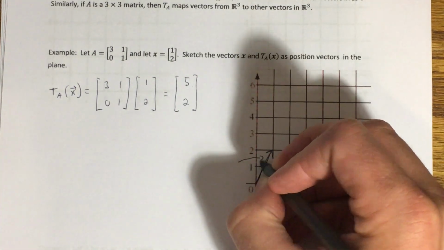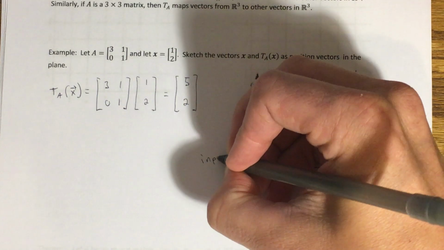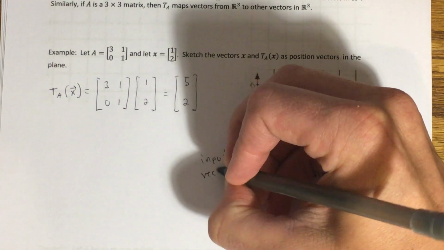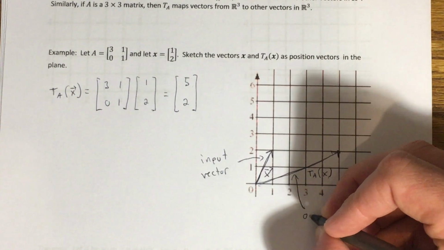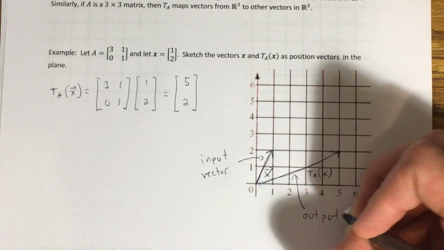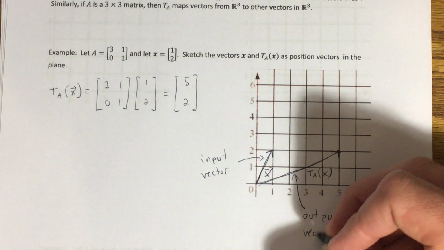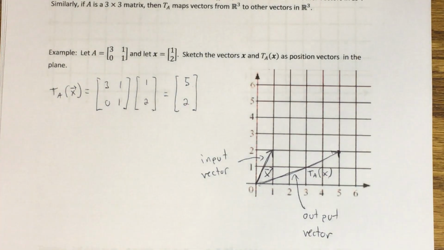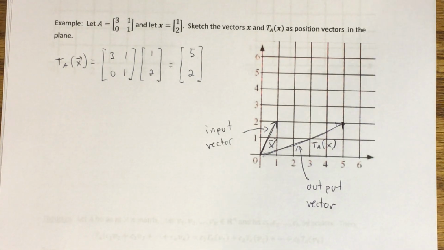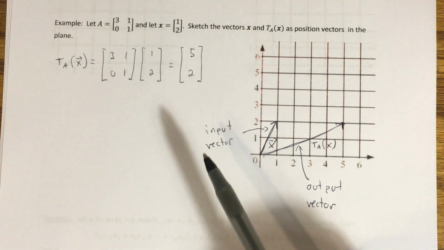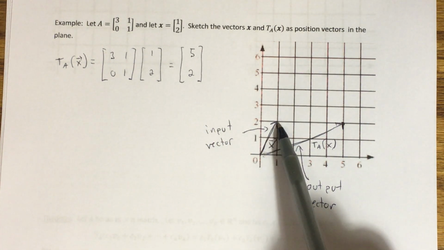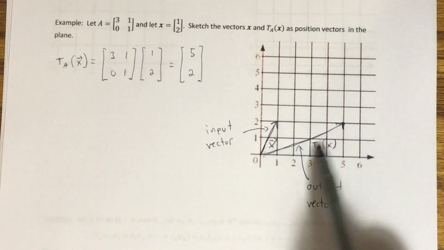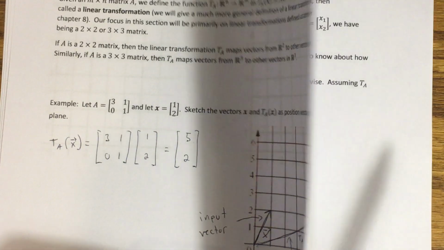Oftentimes we're going to think of this as an input vector, and this as our output vector. Okay? So again, we think of this function as transforming our input vector into a new vector, this output vector. Okay? Let's keep going with this idea.